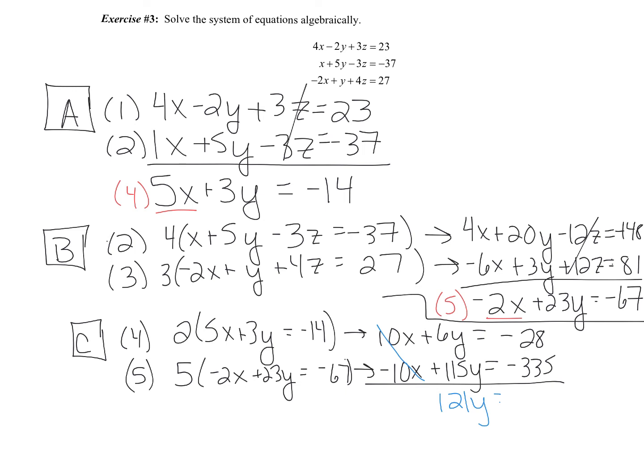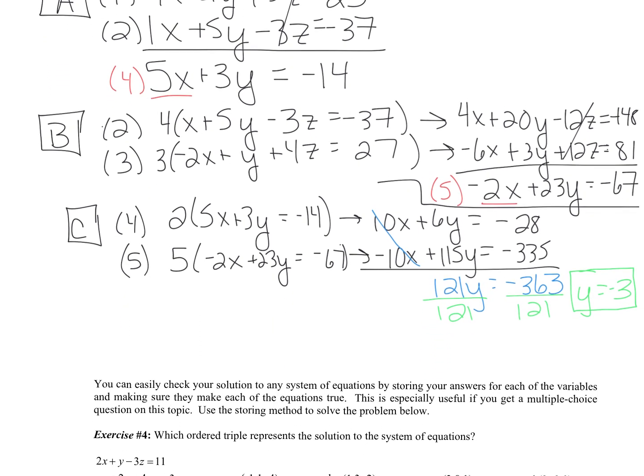So if I add negative 28 and negative 335, I get negative 363. Numbers that were huge. When I divide by negative 121 or positive 121, I'm actually going to get the value of y is negative 3. So there's my first value. Then I'm going to take that and I'm going to plug it in and get my two other values.